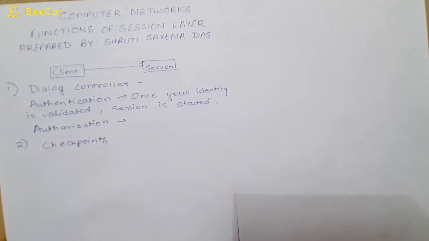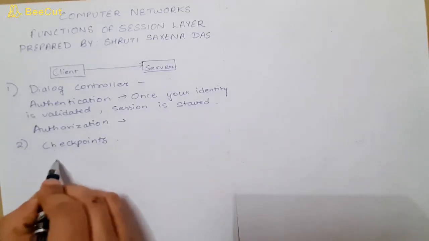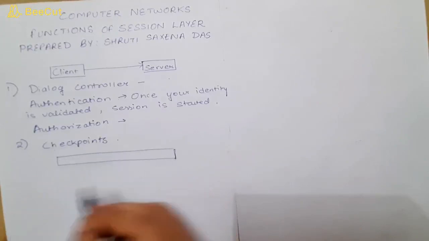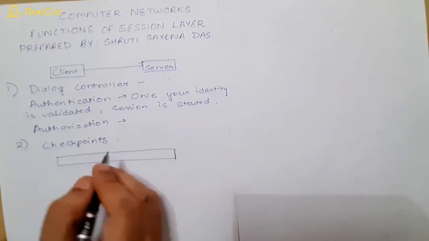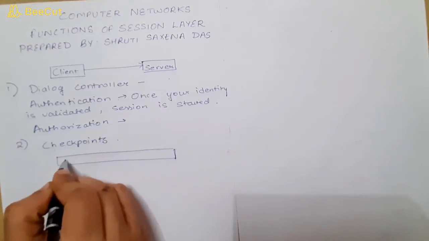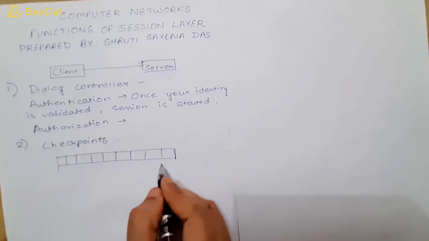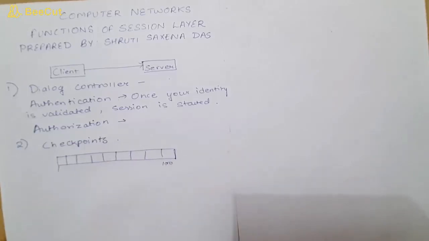Okay, it is done for synchronization purpose. So basically it adds synchronization points or checkpoints in the data streams for long communication. Suppose you are sending 100 pages. This is your data stream which the sender wants to send, and it consists of 100 pages, from 1 to 100.